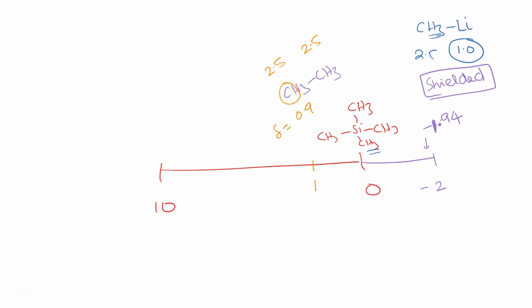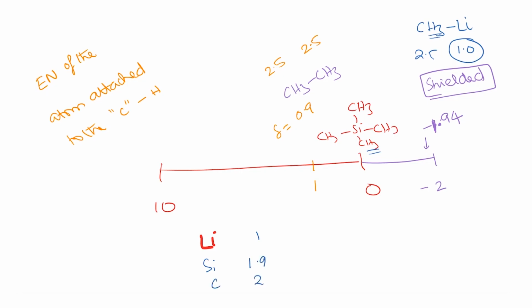So, therefore, in this example what we see is that there is an almost excellent correlation between the electronegativity of the atom attached to the carbon which is next to the hydrogen. Again, I will just quickly repeat here. So, lithium, the electronegativity is 1.0, silicon is 1.9 and carbon is 2.5.